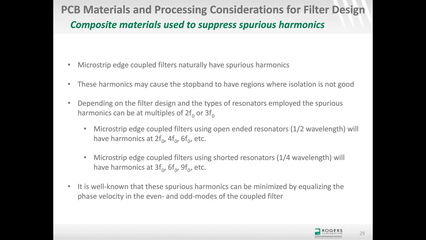For edge-coupled filters using shorted resonators, like quarter wavelength, those harmonics are usually odd order, so 3F0, 5F0, on and on. There's a lot of different things you can do to suppress these spurious harmonics, and the IEEE Xplore website has a lot of good papers on this. But one thing that can be done and is very well known is that if you can equalize the phase velocity of the even and odd modes of the coupled filters, that will make a big difference in suppressing these spurious harmonics.